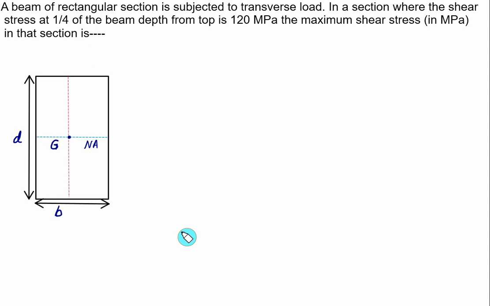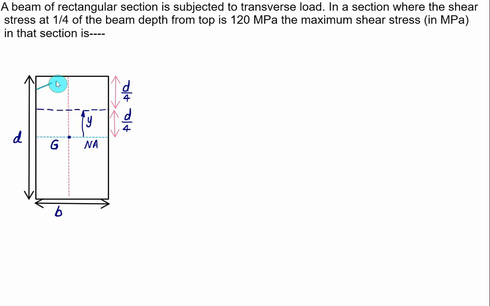So let's consider we have a rectangular beam of width equal to b, depth equal to d. We have a horizontal neutral axis which is passing through the centroid. Dimensions are not given, neither b nor d, but the value of the shear stress at a depth equal to 1 by 4 is given to us. So from the top, if this distance is d by 4, total distance is d by 2, so the remaining distance is also equal to d by 4. So exactly at this point, at a distance y equal to d by 4, we have been given the shear stress.